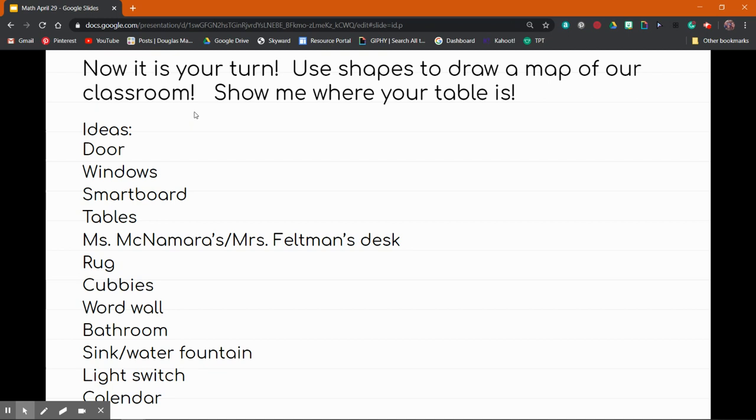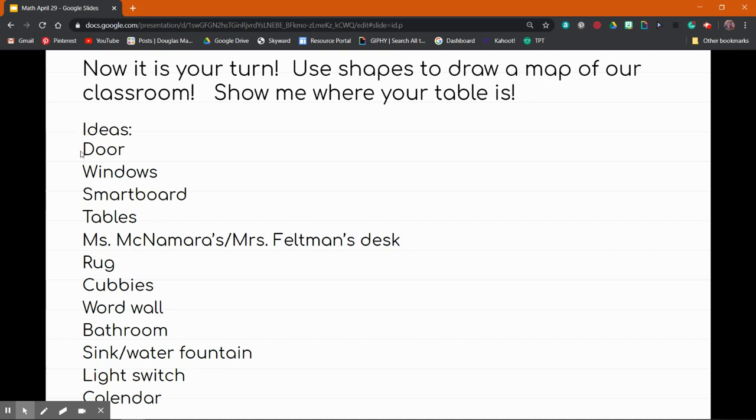It says use shapes to draw a map of our classroom. Show me where your table is. So I included some ideas of things that you might want to include. These are not things that you have to include. Please do not include all of these things. Pick four or five of them and make sure they are in your map.